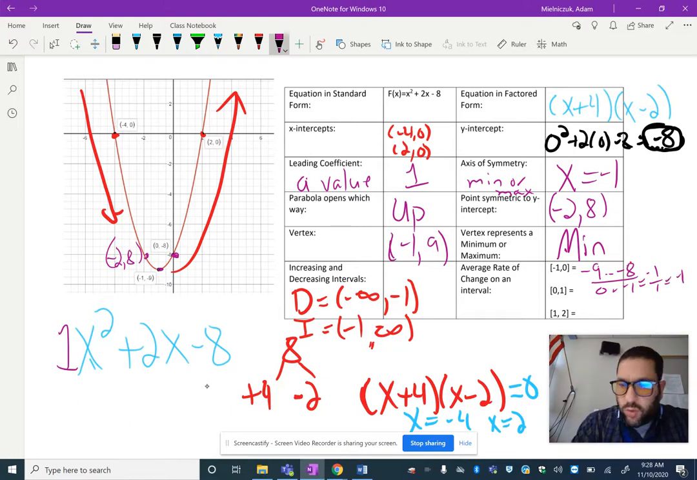All right, from 1 to 2, we're going to skip the middle one because we're not going to have enough room. From 1 to 2, let's think about this. The value at 1 would be what?